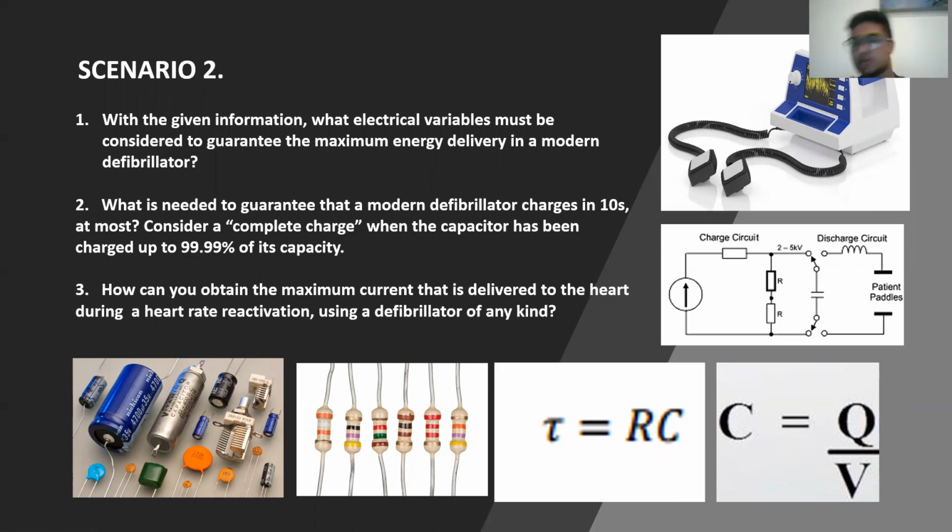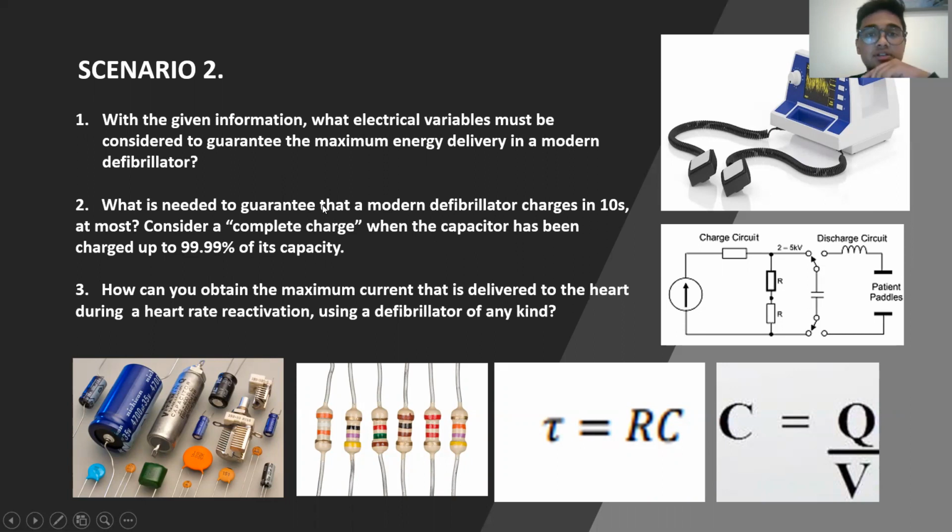So in this case, if we have a really low resistance, for example 1 ohm, then the current will be really, really high. Also, if we have a capacitor that is really big, then we will have a really good amount of energy that can be stored inside the defibrillator. So this will also be good to provide the maximum energy in the defibrillator.